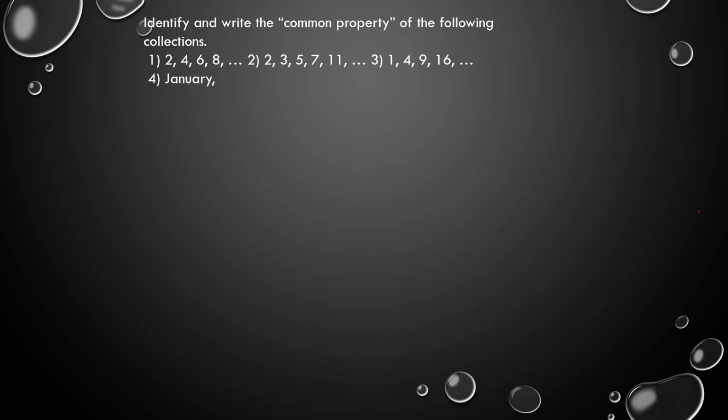Similarly, January, February, March, April. I need the answer from you: what is the common property in that? And then thumb, index finger, middle finger and ring finger. What is the common property in this? So I have to find this.